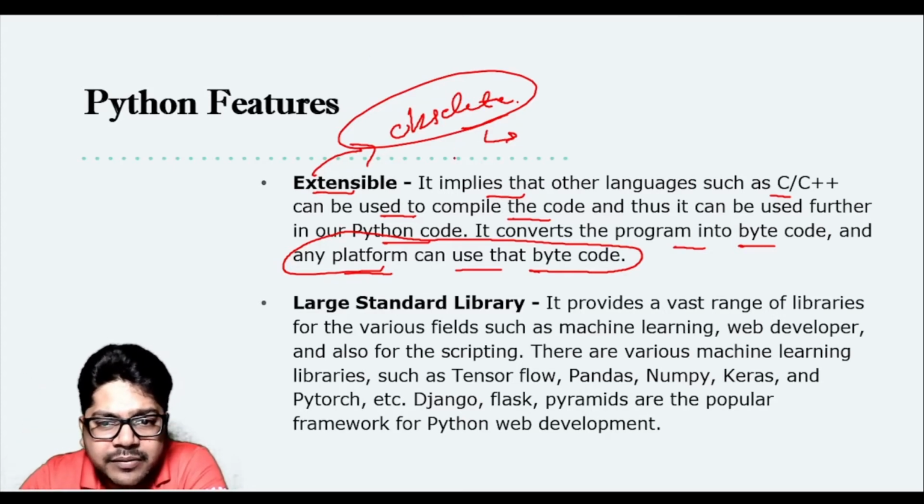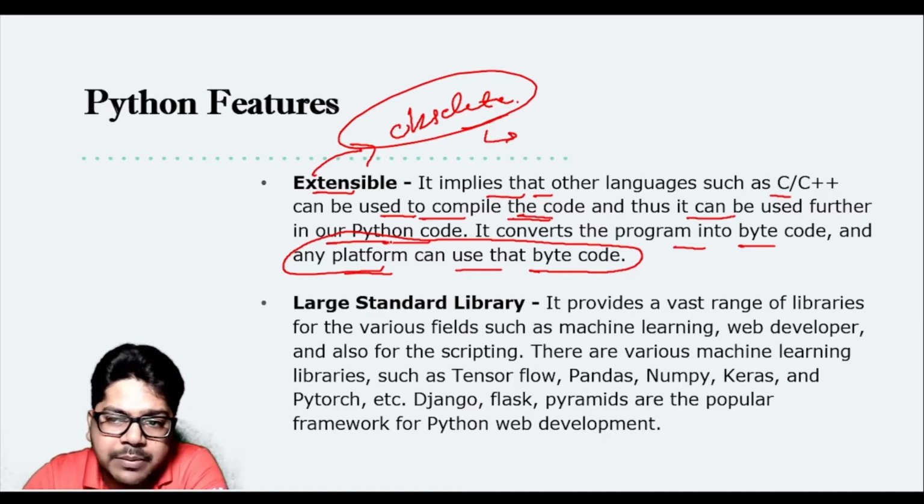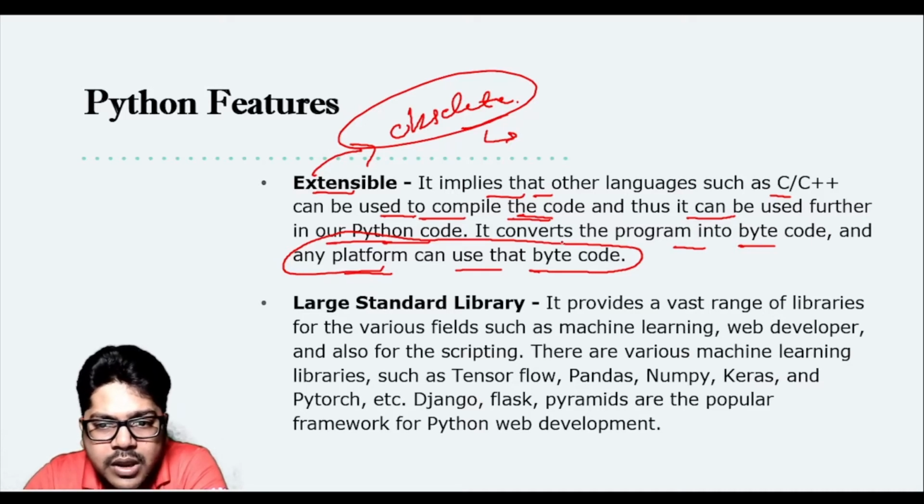Okay, so extensible here implies that other languages such as C++ can be used to compile the code, and thus it can be used further in our Python code. So it converts the program into bytecode, and any platform can use that bytecode.